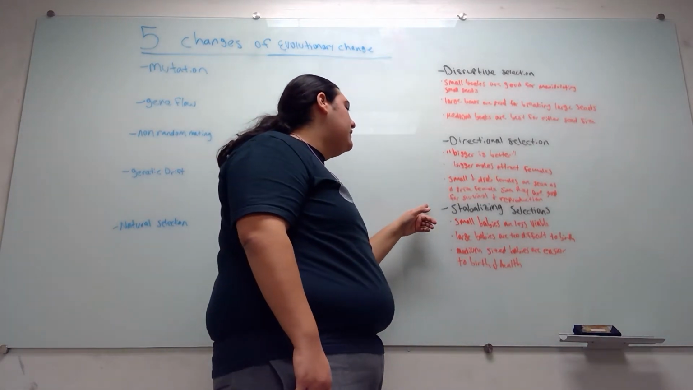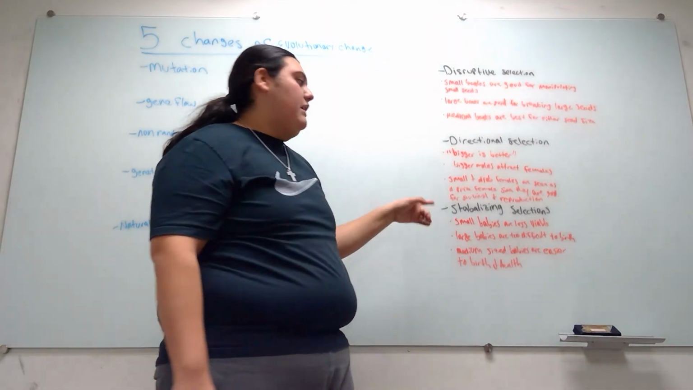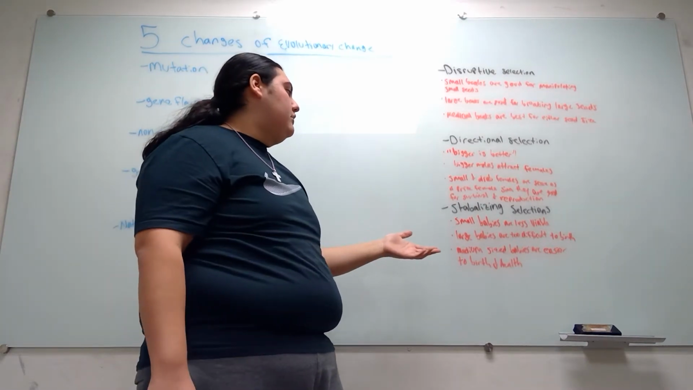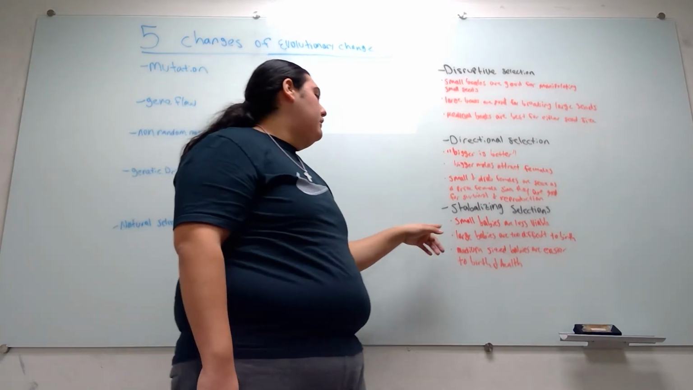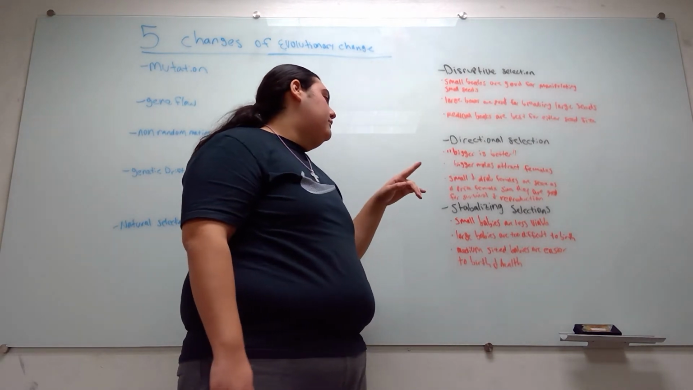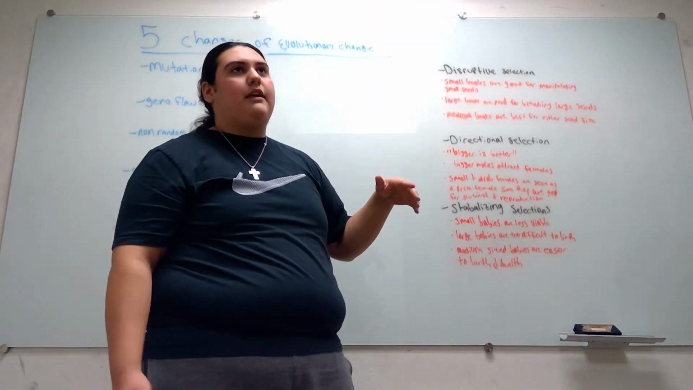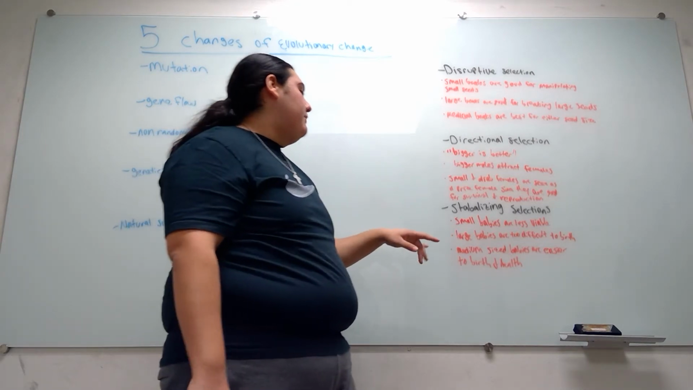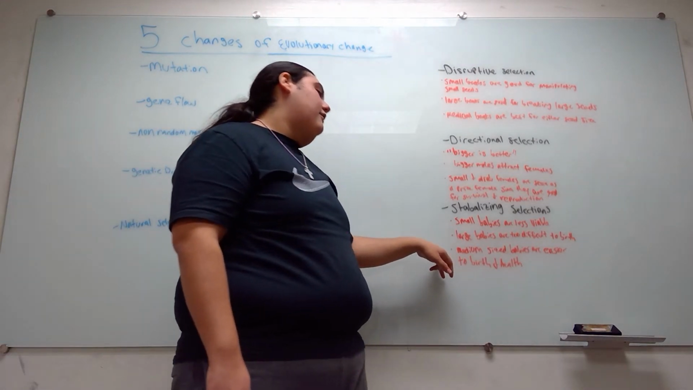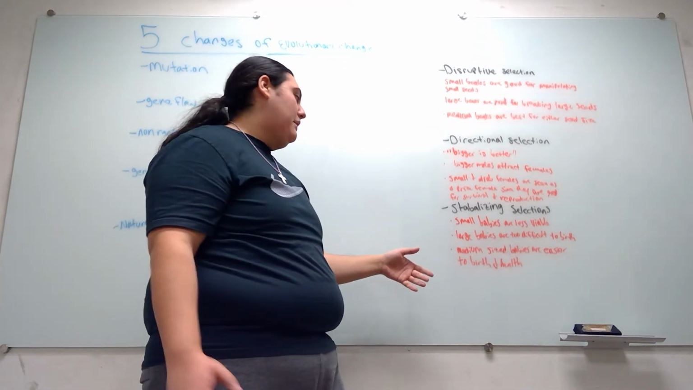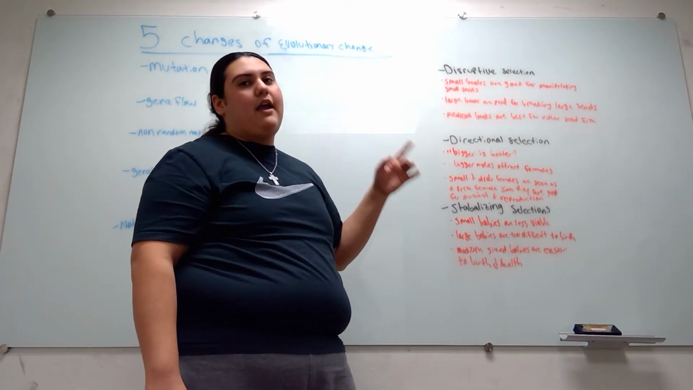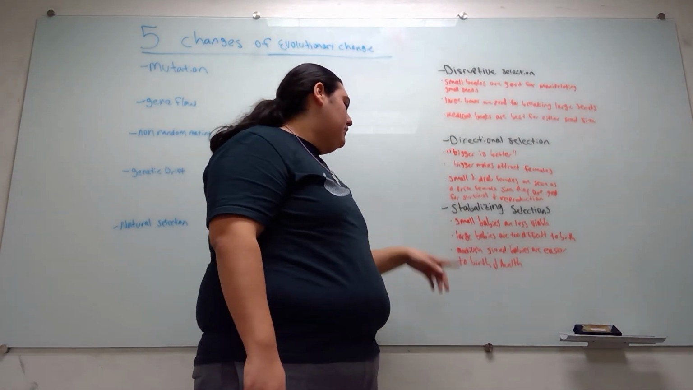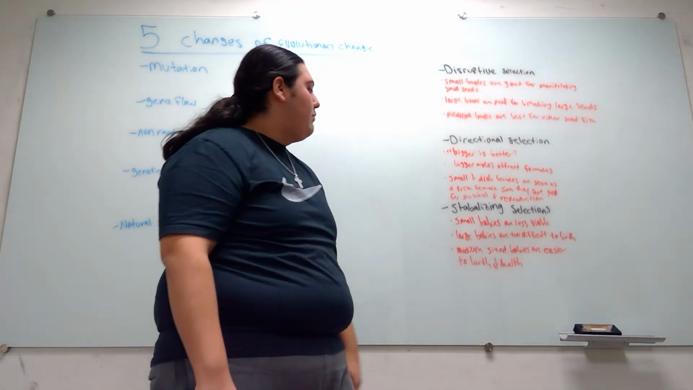For stabilizing selection, smaller babies are seen as less viable because they think that they won't survive because they're too little. The larger babies are too difficult to birth and keep alive because they're too big or they require too much food. And then the medium-sized babies are the ideal size because they're easier to birth and they don't require as much food as the large babies. So the medium babies are seen as the prize.